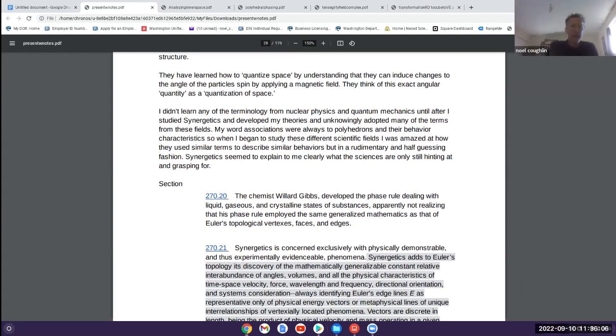I didn't learn any of the terminology from nuclear physics and quantum mechanics until after I studied synergetics and developed my theories and unknowingly adopted many of the terms from these fields. My word associations were always to polyhedrons and their behavior characteristics. So when I began to study these different scientific fields, I was amazed at how they use similar terms to describe similar behaviors, but in a rudimentary and half-guessing fashion. Synergetics seemed to explain to me clearly what the sciences are only still hinting and grasping for.